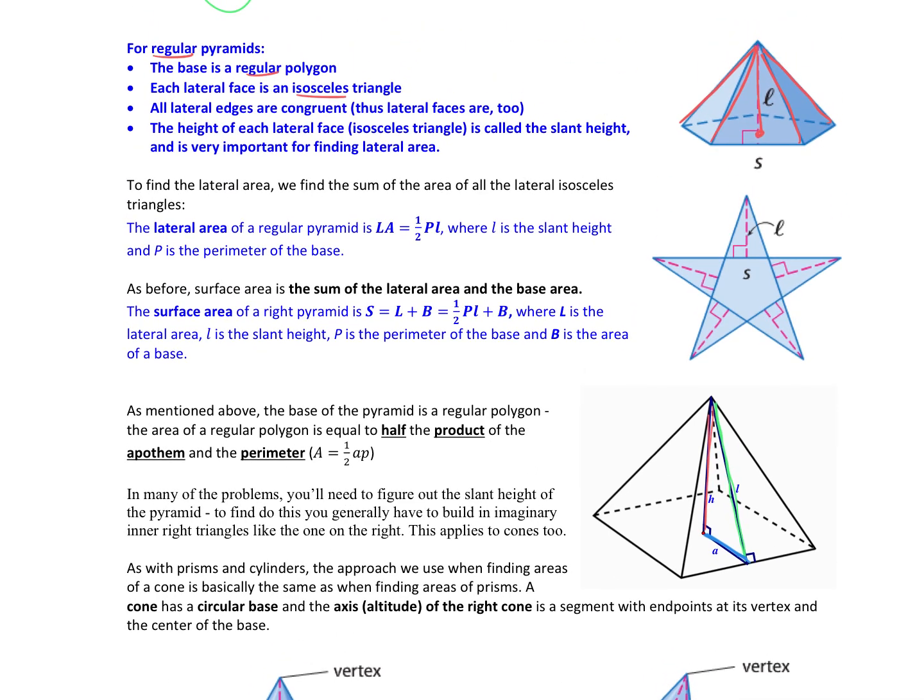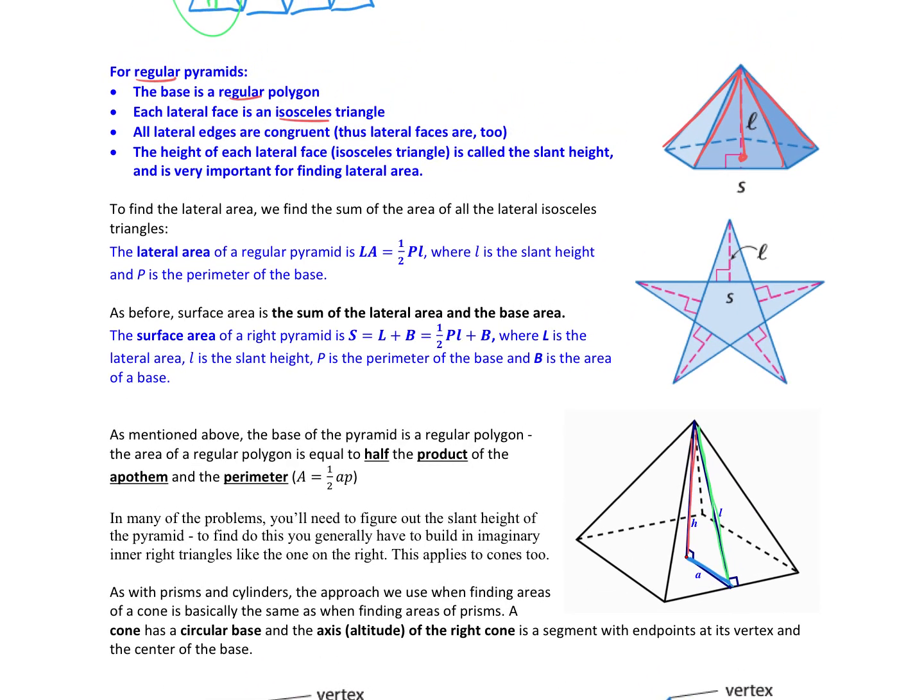Okay, lateral area. The formula for lateral area, if you add up those isosceles triangles, is going to be 1/2 times P times L. Oh, by the way, slant height is L.